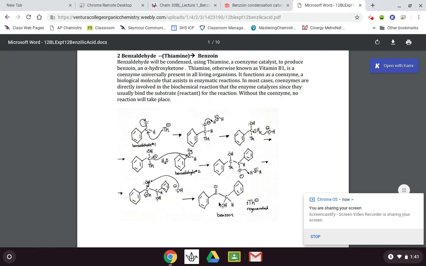And you can see that benzoin is two benzene rings with an alcohol group and a ketone group in between them. So this is the benzoin.